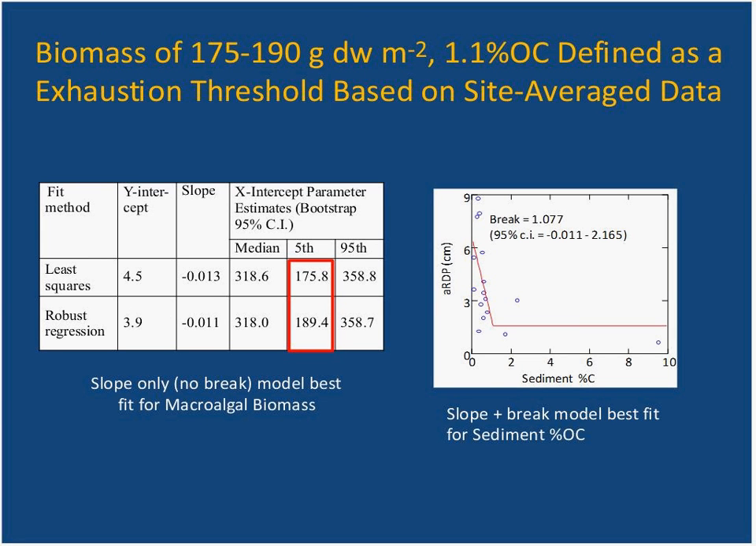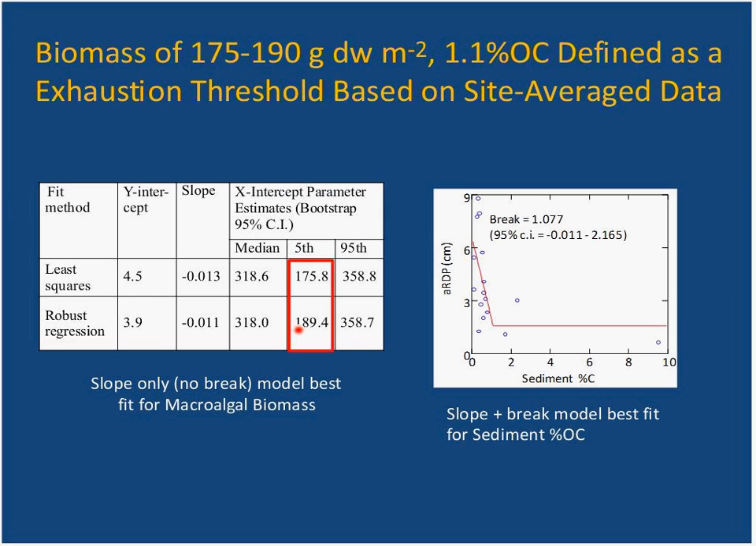Okay, I talked about the reference envelope then. How about for the exhaustion threshold? What we're seeing is that using the piecewise regression methods, we were able to identify for macroalgae a range of 175 to 190 grams dry weight per meter squared as the 5th percentile of that slope.